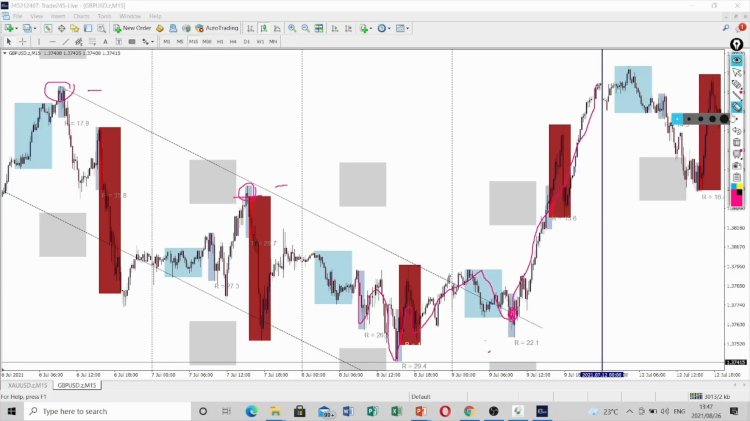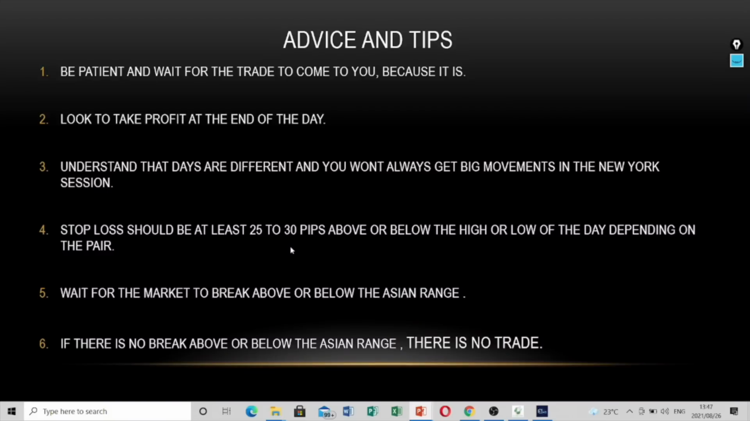This happens on every pair. Alright, some advice and some tips. Guys, the key to actually mastering this strategy, this day trading strategy, is to be patient. Time is your best friend. You should be patient and wait for the trade to come to you, because it is. Look to take profit at the end of the day.